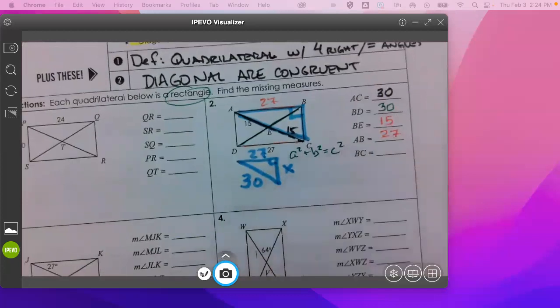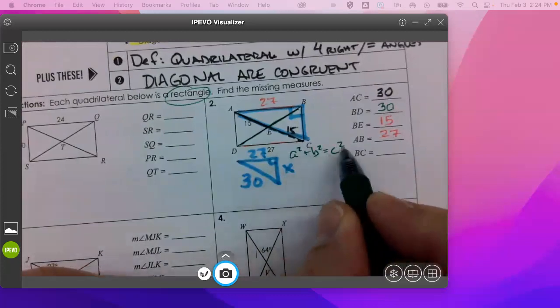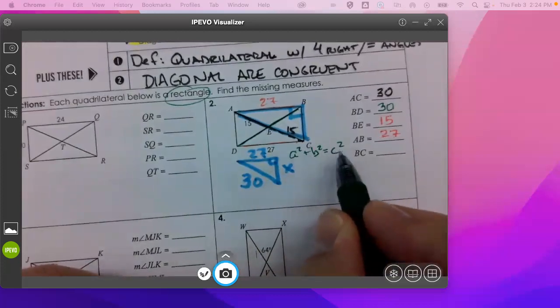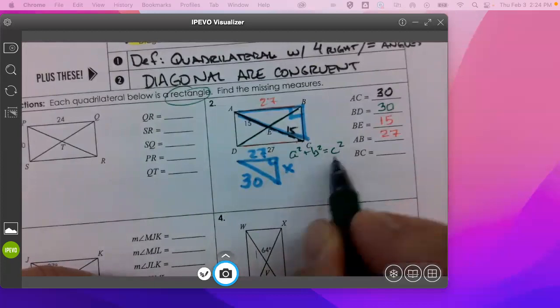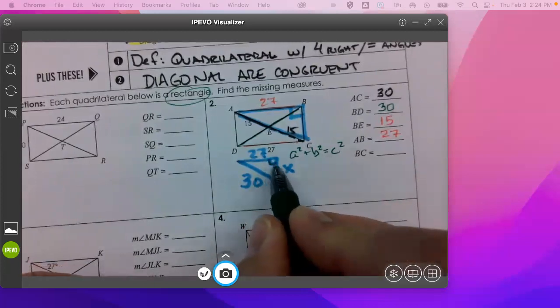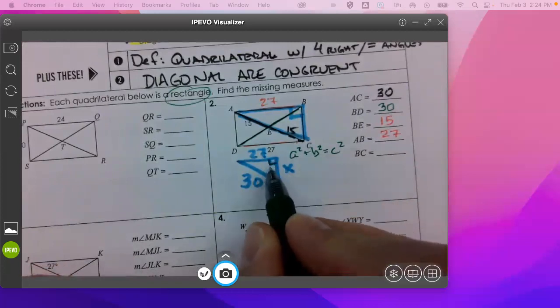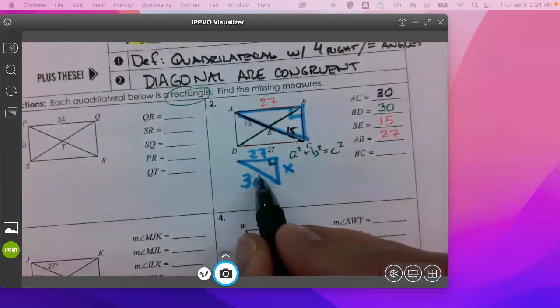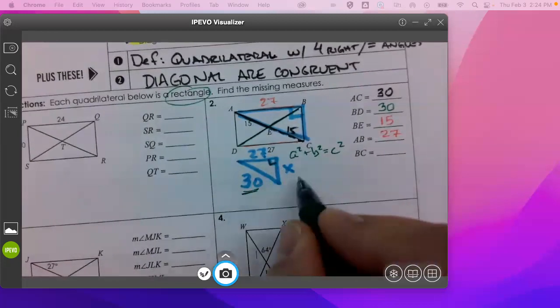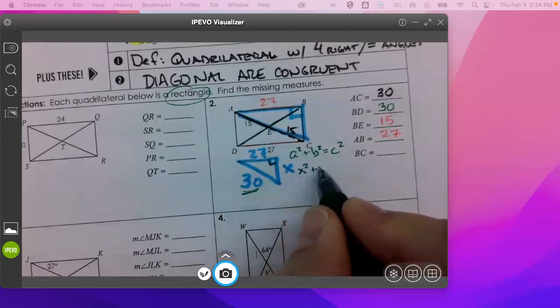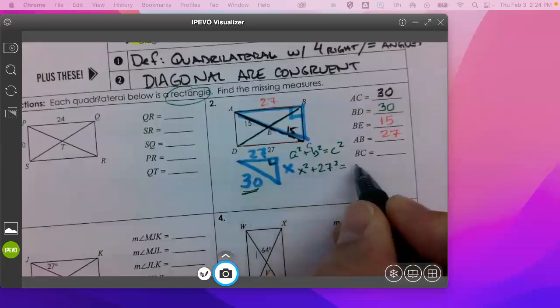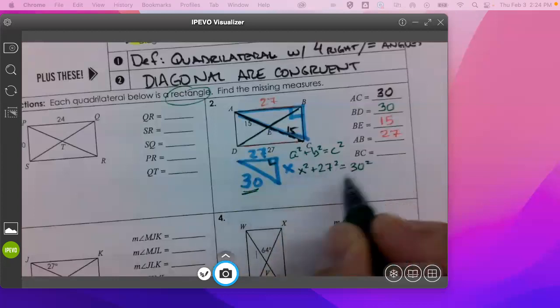How do I know which piece goes where? Good. If these two add up to be this bigger one, doesn't this one have to be the biggest? And the biggest is always the side opposite the biggest angle. We learned that in a triangle, there can be at most one right angle, and there cannot be an obtuse angle in that same triangle. So this is the biggest. So we should have x squared plus 27 squared equals 30 squared.